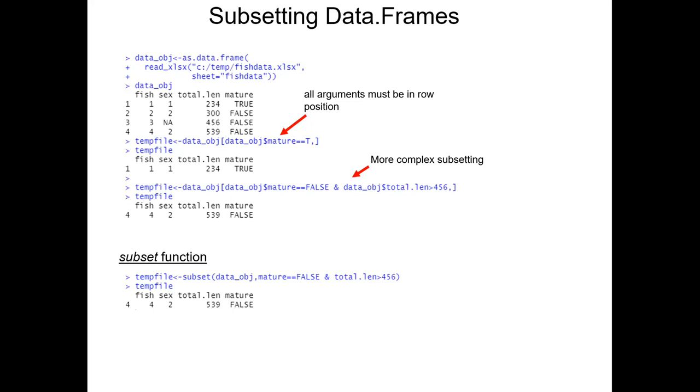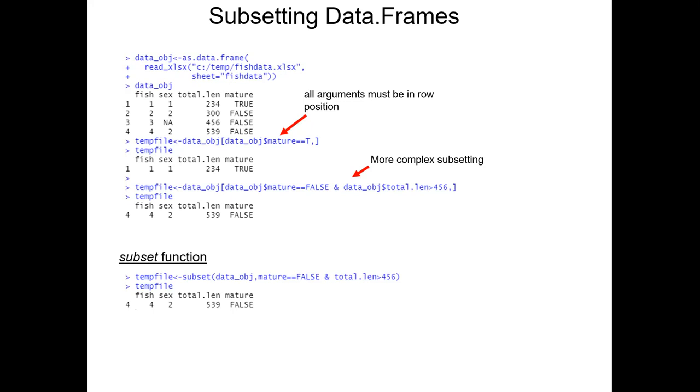And when you do that, I'm only looking at the condition of maturity being true, but I want to keep all columns, so to the right of the comma, there's no column position. So I'm keeping all the columns. So you can see what happens when you do that. The only row that has a true maturity value in it is row 1. So you only get row 1.